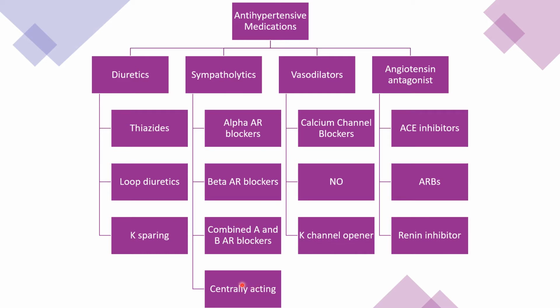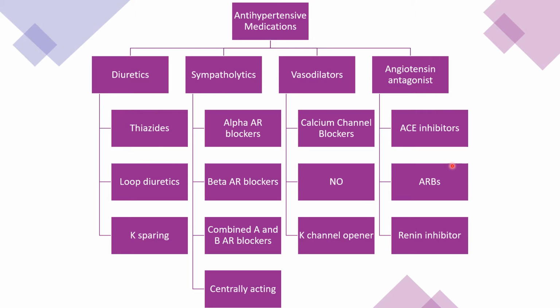We also have sympatholytics that act at the level of the ganglion. Some of them block simply the alpha adrenergic receptors. Some just block the beta adrenergic receptors, and some have combined alpha and beta blocking properties.